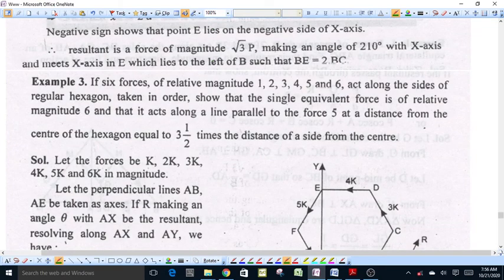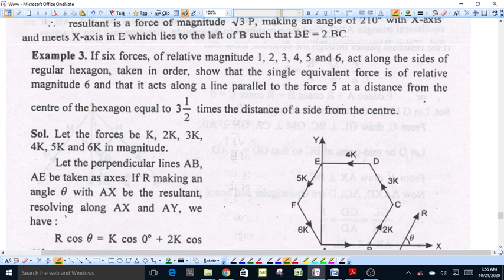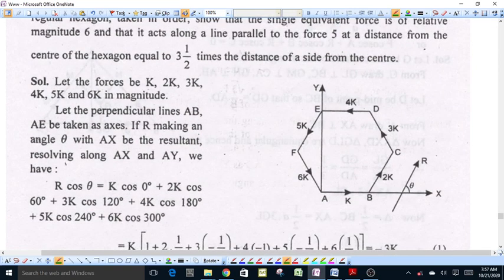Now see this example. If we have 6 forces whose relative magnitudes are 1, 2, 3, 4, 5, 6 acting along the sides of a regular hexagon taken in order, show that the single equivalent force is of relative magnitude 6, and that it acts along a line parallel to force 5 at a distance from the center of the regular hexagon equal to 3.5 times the length of the side of the hexagon from the center.